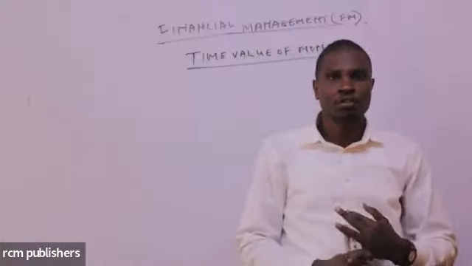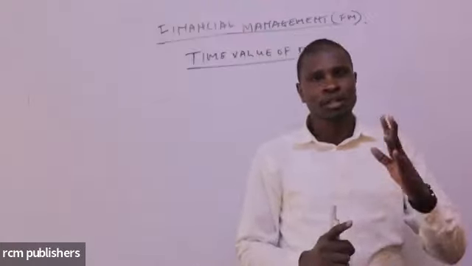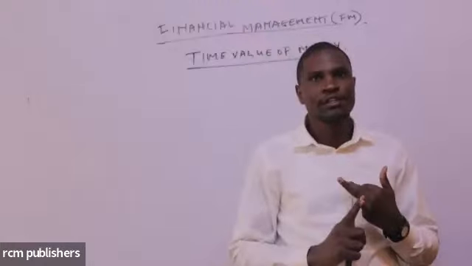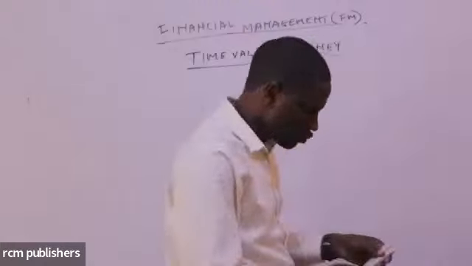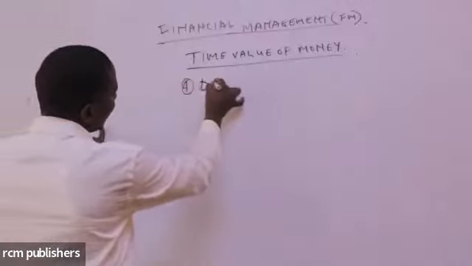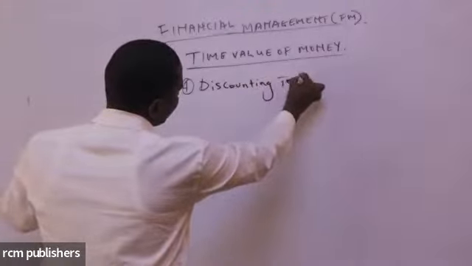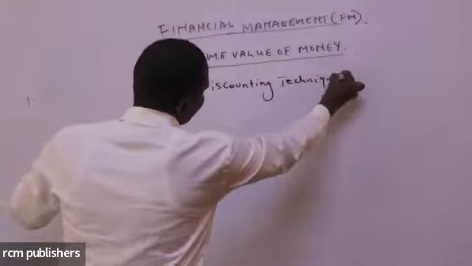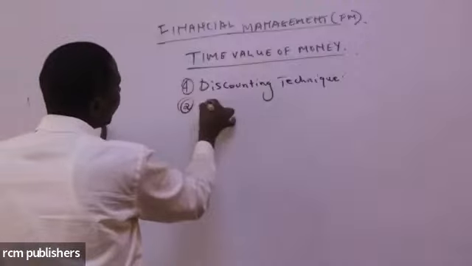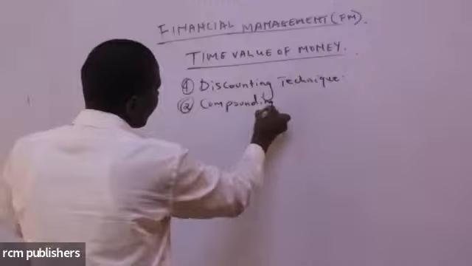So under the time value of money, we have several concepts and techniques. One of the techniques is the discounting technique. The other one is compounding. We have two techniques here. The first one is the discounting technique, and number two, the compounding technique.